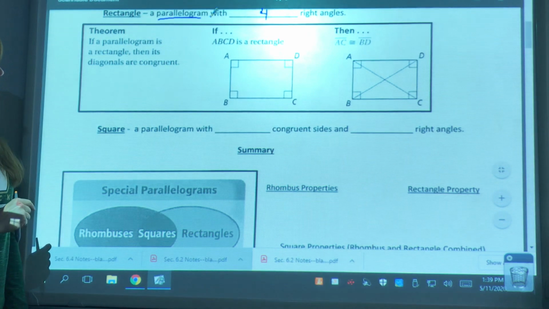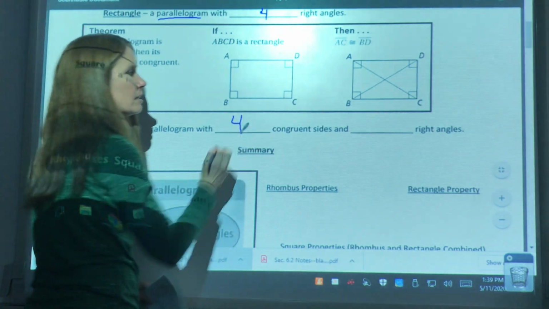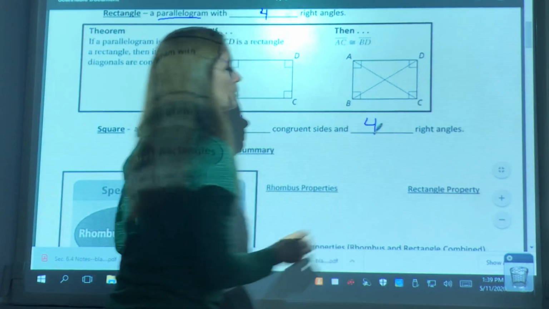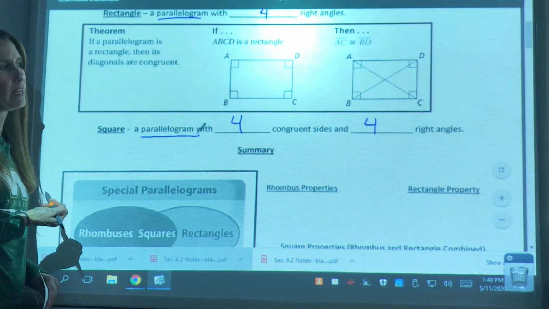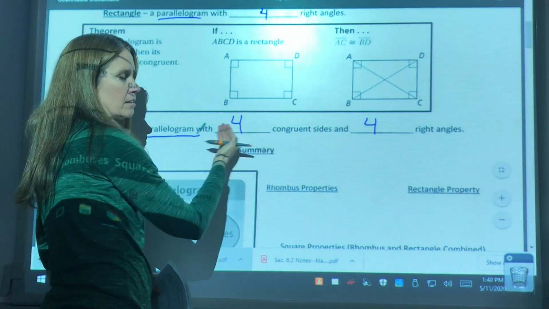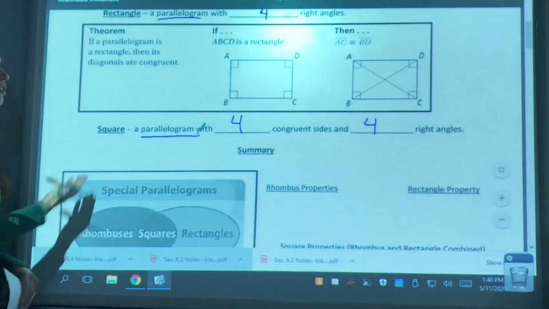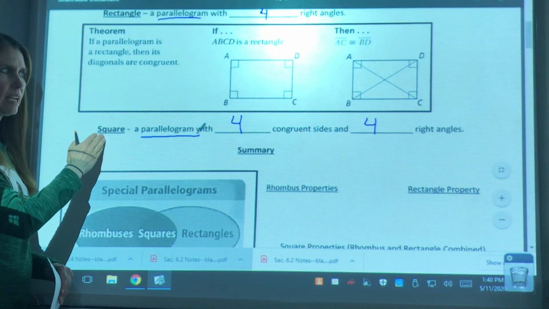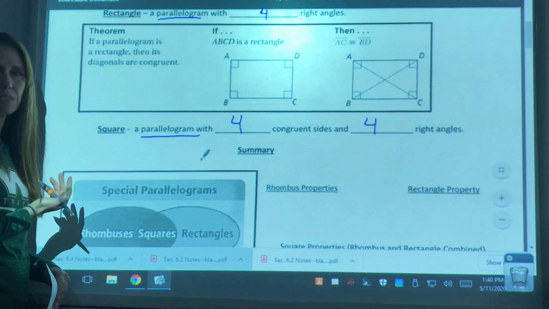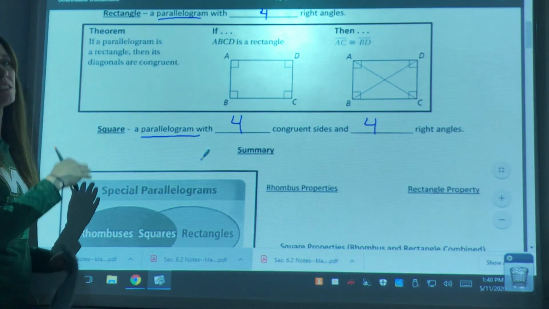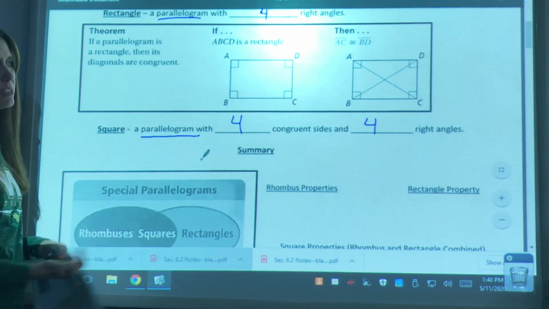Okay, now a square is a parallelogram with 4 congruent sides and 4 right angles, which is the definition. It's a parallelogram, first of all the properties from section 6.2 apply. This is saying the same thing it did for a rhombus. This is saying the same definition it said for a rectangle. So for a square, it basically has all the properties of a rhombus, all the properties of a rectangle, and of course all the properties of a parallelogram. It doesn't have any new properties, but it's just kind of a combination of all of those. Okay? So I'm going to go and move this up, and then it'll kind of show you a good summary of all of that.